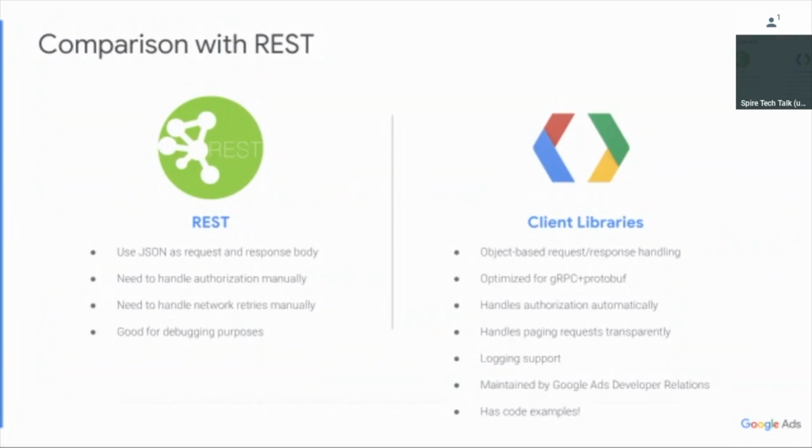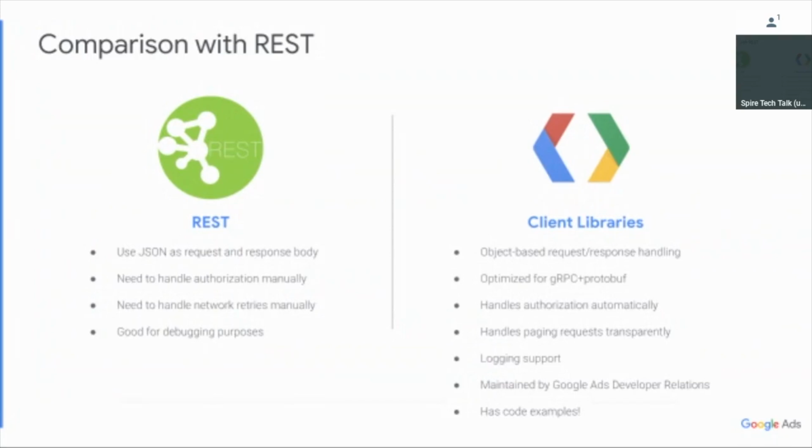But that also comes with additional issues. You need to build the OAuth flow yourself, handle the authorization manually, do the refresh tokens, do the access token refreshing as they expire, and so on. And you need to handle other things like network retries manually. The client libraries take care of these things for you. The client libraries, on the other hand, provide you an object-based API, so you can deal with objects instead of raw JSON requests.